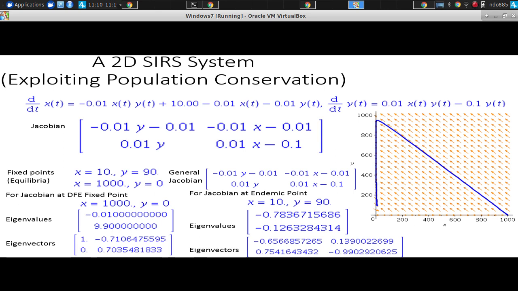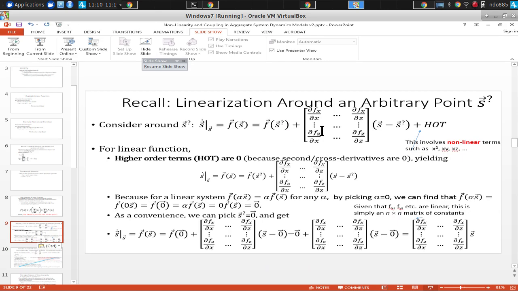Now, let's think what this is doing geometrically. Remember, this gets multiplied by the state vector, x and y, number of susceptibles, number of infected. So what is it doing? Around this point, this is actually change in x and change in y from the fixed point. Key point, this is not x and y. It's change in x from this fixed point, and change in y from the fixed point. Remember, we're dealing with s minus s star. Because we're at a fixed point, f of s star is 0, and we're dealing with the Jacobian times the displacement from this fixed point.